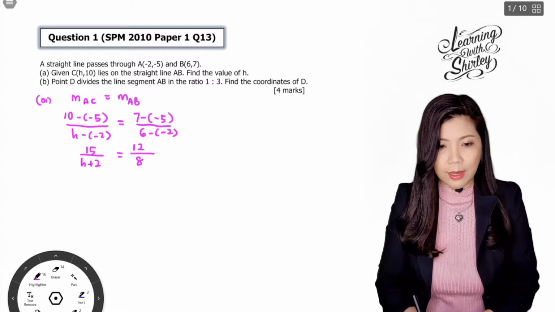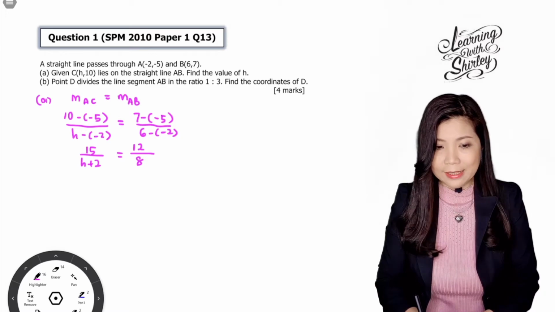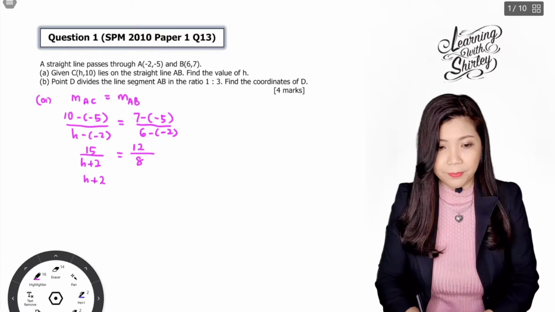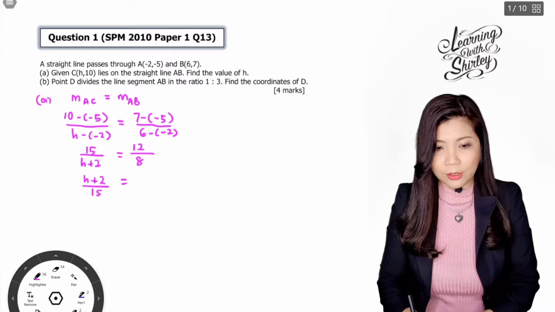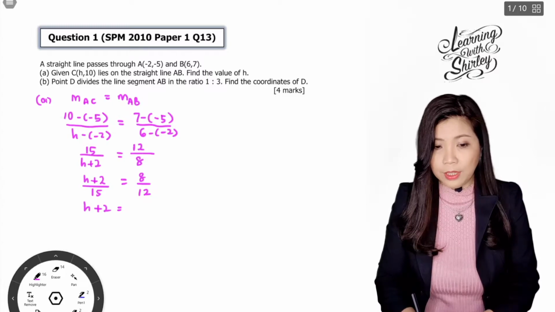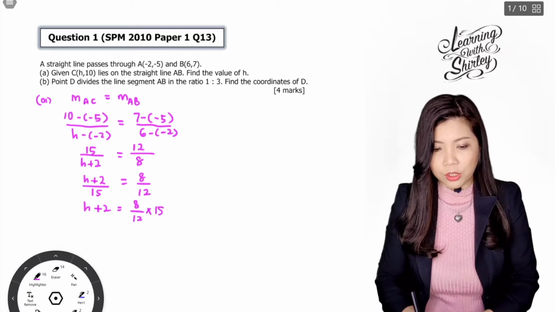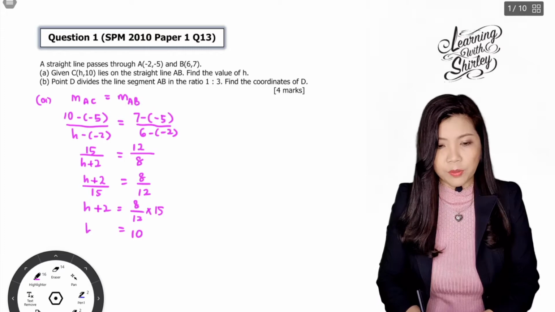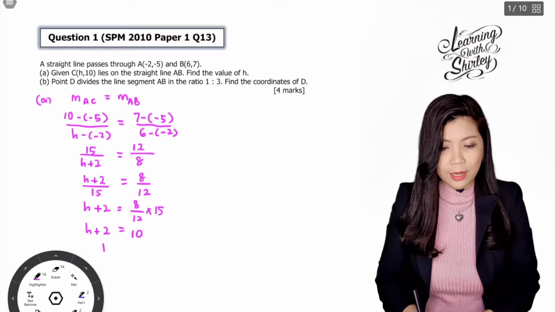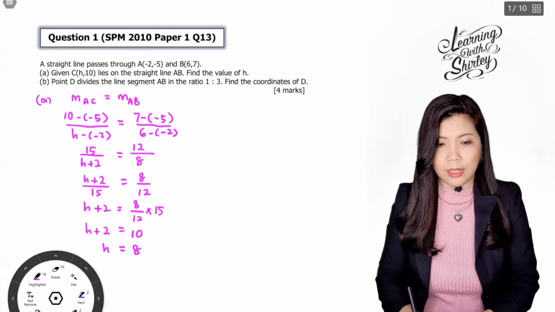Okay, now let's solve this. I'm going to flip it upside down for both sides so that my h will be on top. So this side also has to be flipped upside down. To find h, this 15, I'm going to bring it over to the right hand side. So it becomes 8 over 12 times 15, which equals 10. So h plus 2 equals 10. Therefore, h is 10 minus 2, which is 8. So 8 is the answer.